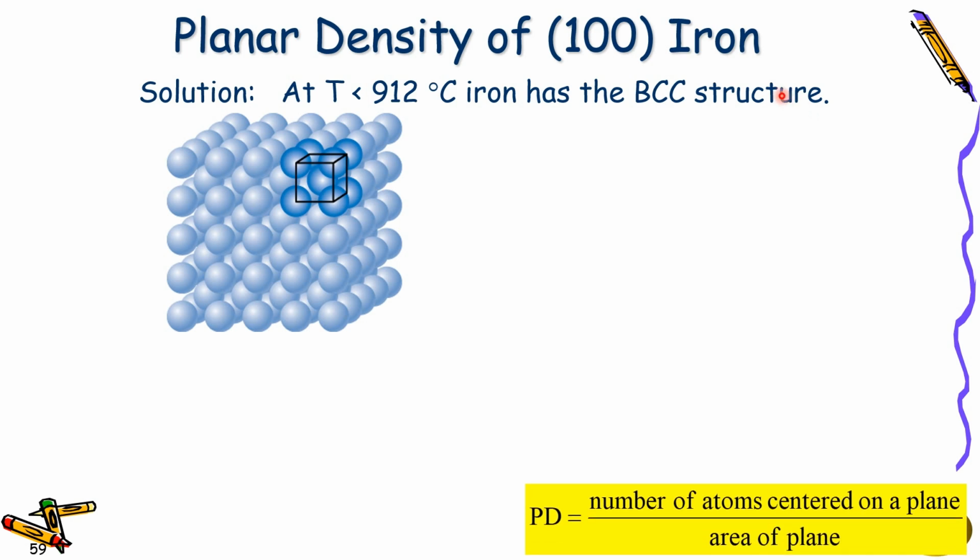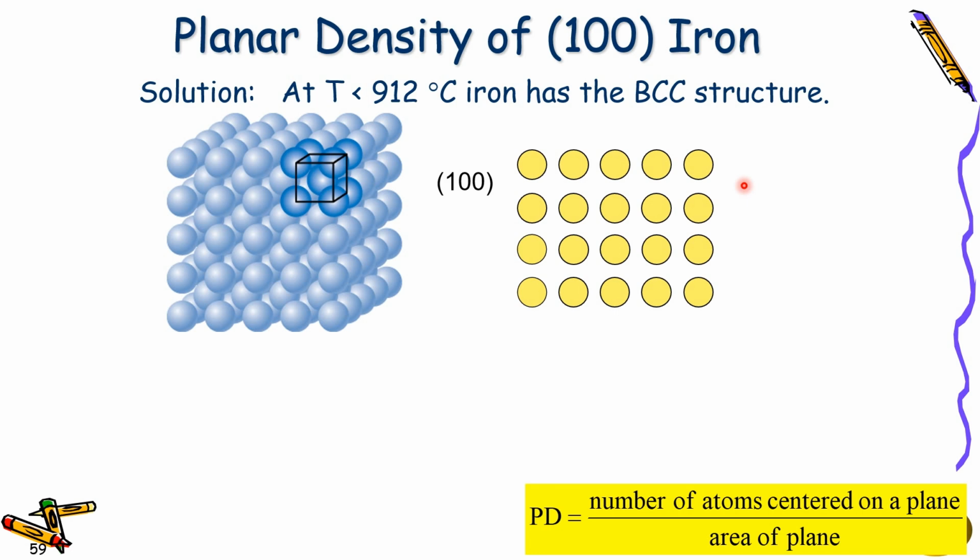So the planar density, you understand this is the definition of planar density, right? So you make this a 2-dimensional structure, looks like this, right? Okay, so what's the unit cell? What's the repeat unit? If you take a look at this plane, 100 is this plane, right? What's the repeat unit? It looks like this one, right?